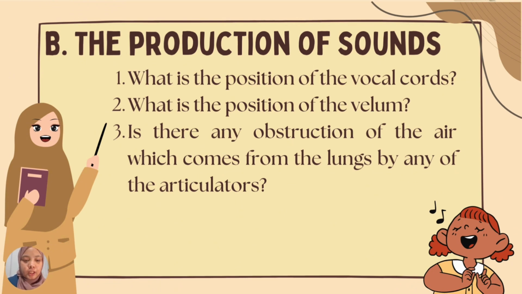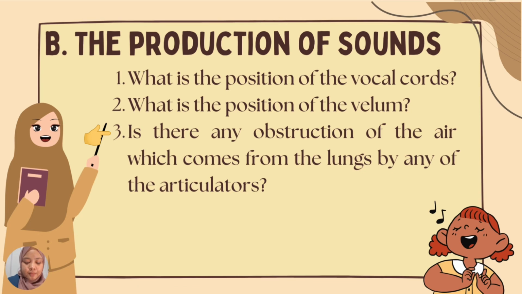The third question is, is there any obstruction of the air which comes from the lungs by any of the articulators? If the sounds produced are not obstructed by any of the articulators and the air comes out freely through the mouth, then the sounds produced are called vowels. On the contrary, the case may be that the air flowing from the lungs is obstructed by parts of the articulators. For instance, the obstruction is caused by contact of certain parts of the mouth with another part.